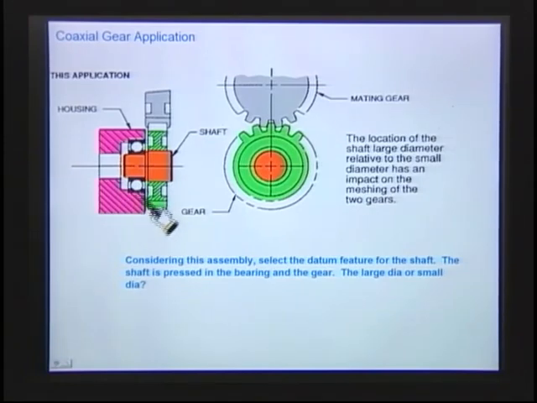Here's a housing that I have. I have a bearing, and inside that I have a shaft. This little orange-colored shaft goes in, and what it does is it presses on the bearing over here, and then I have a gear, and I take this gear and I press the gear on the shaft.